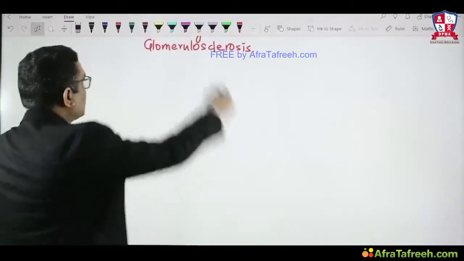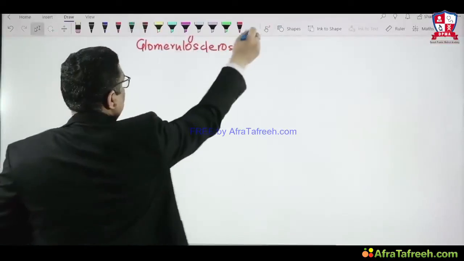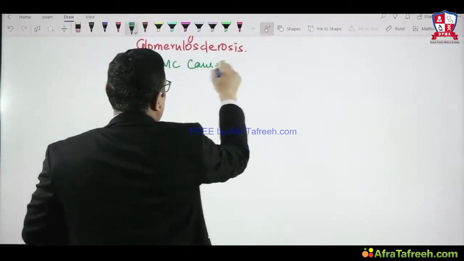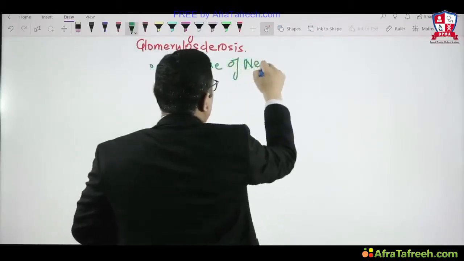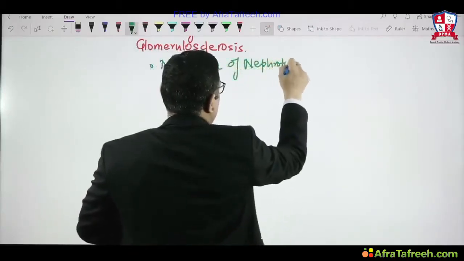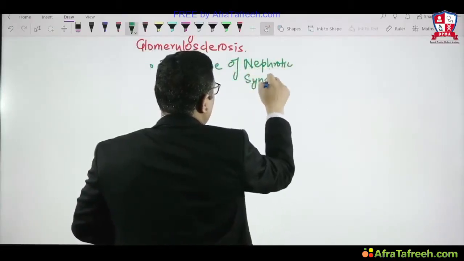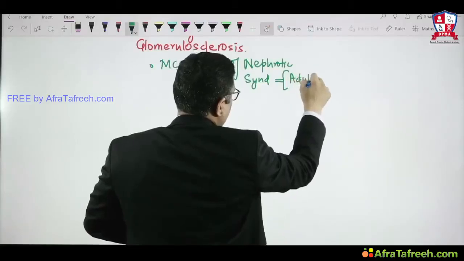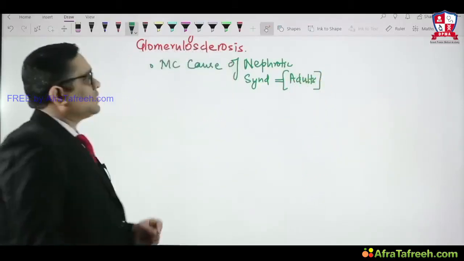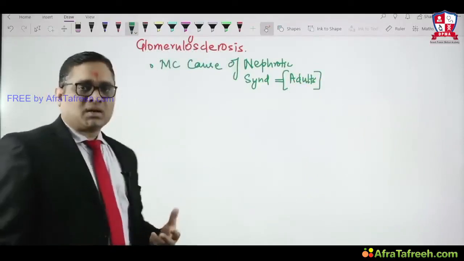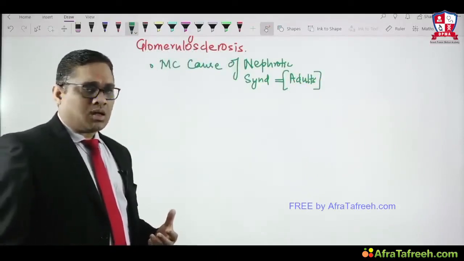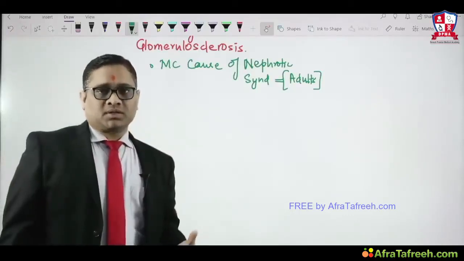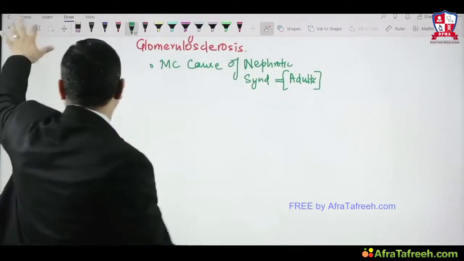in adults, right? So remember this point, they are the most common cause of nephrotic syndrome in adults. So this point we have to keep in mind. What are the different etiologies or pathogenesis of the FSGS, right?